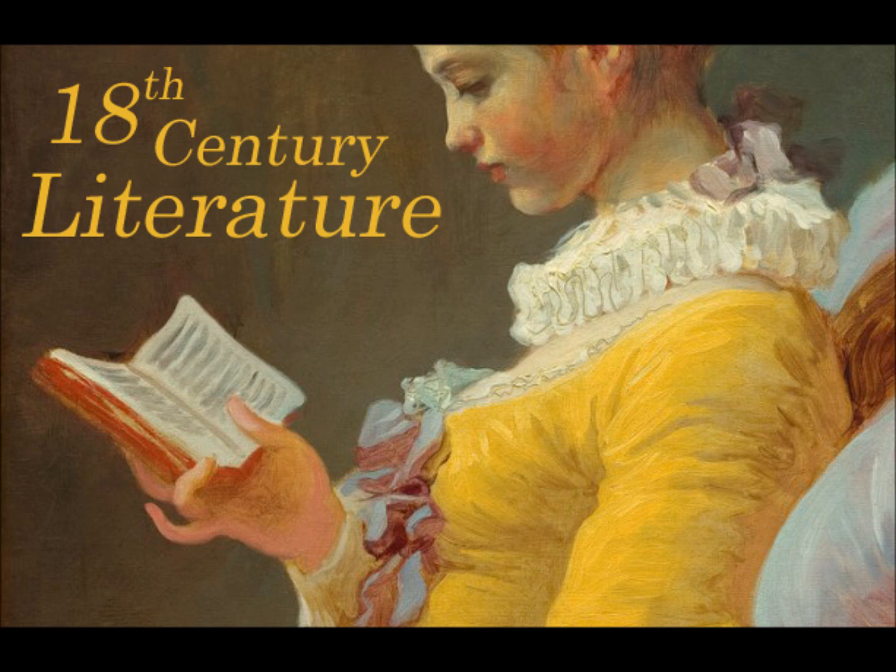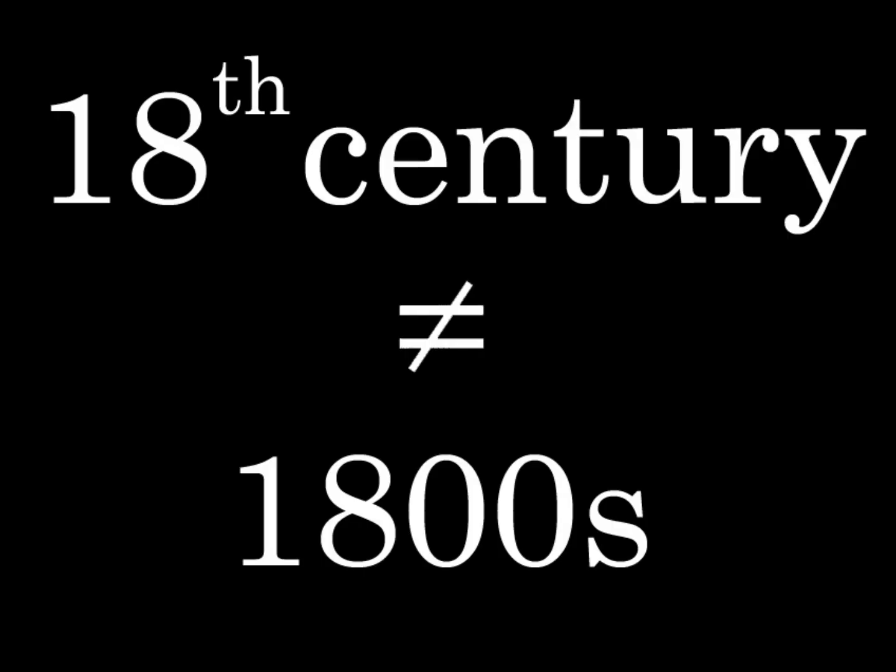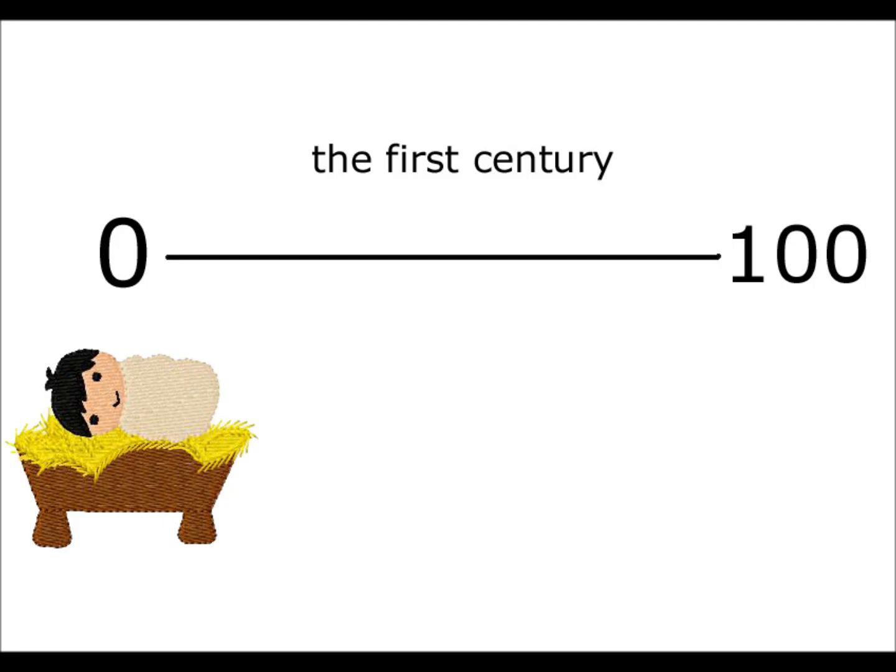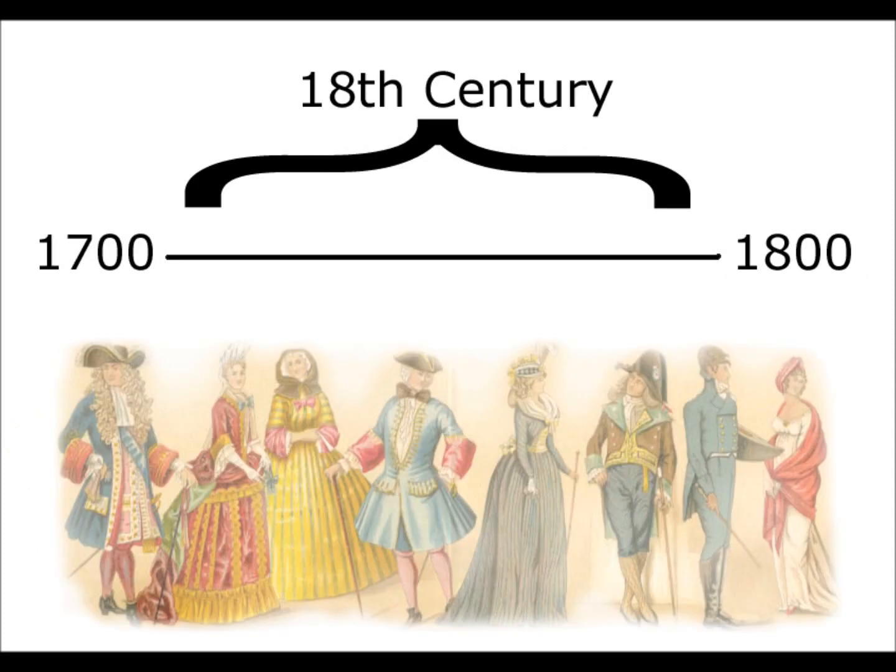So not far on the heels of the Restoration period, we have the 18th century. Now, I did say this is an introduction for dummies, so the first thing you need to know about the 18th century is that it is not the 1800s. You see, the first 100 years of the Common Era begins with the year 0 and extends to the year 100. That's the first century. And moving forward, the 100 years between the 1700 and 1800 year is the 18th century.